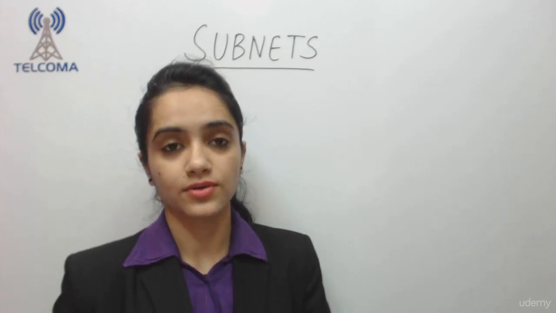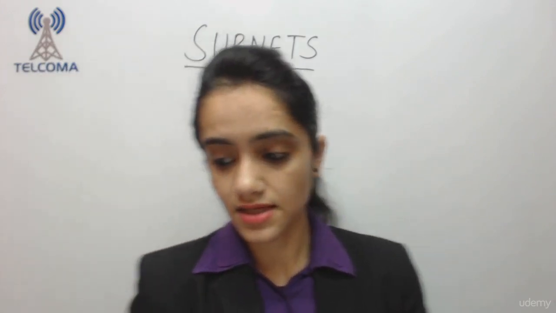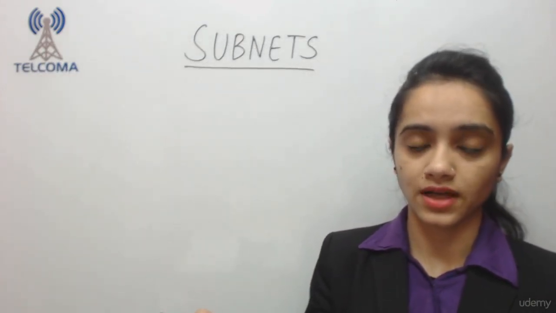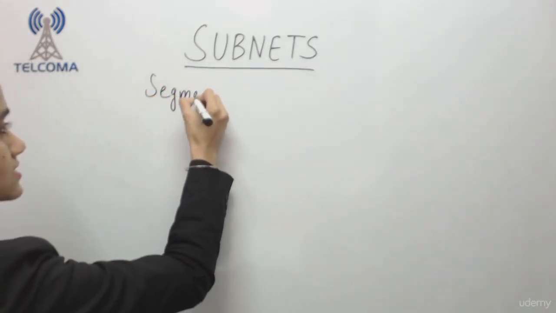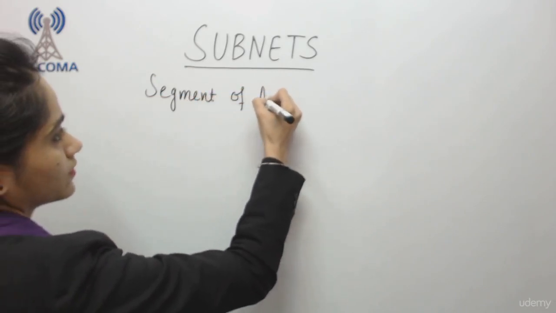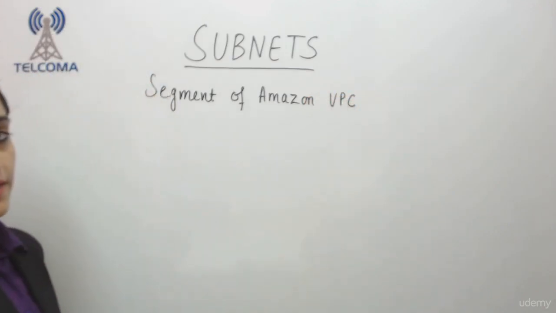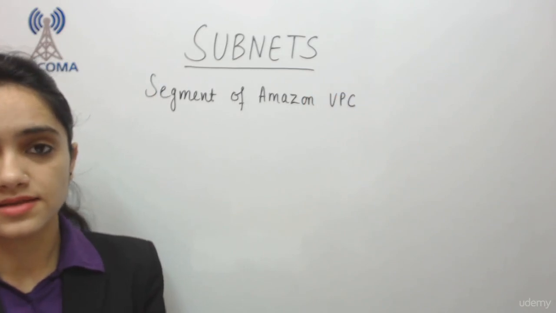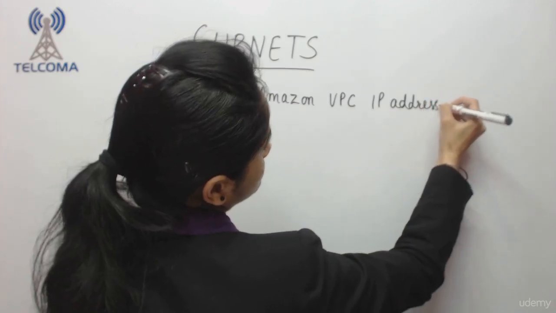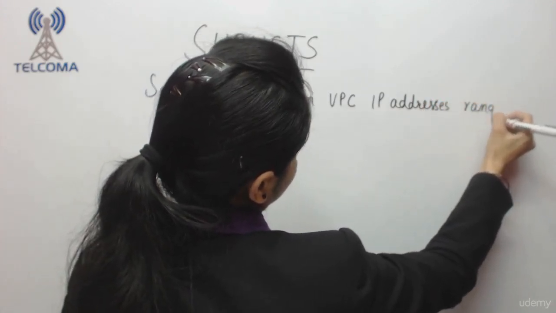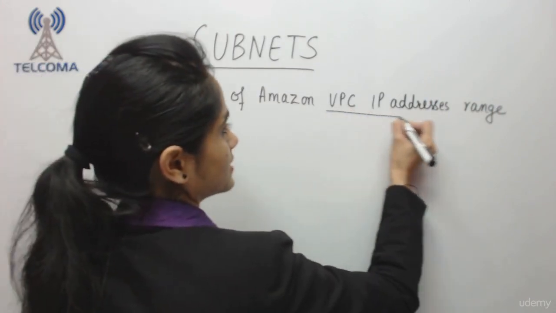Today in this class we are going to discuss subnets. A subnet is basically a segment of the Amazon Virtual Private Cloud IP address range. It is a segment of the VPC IP address range.